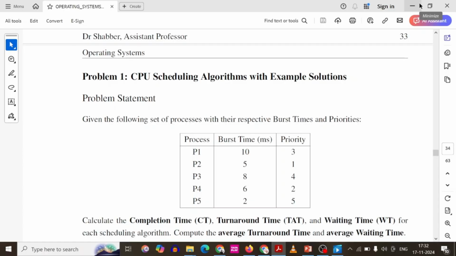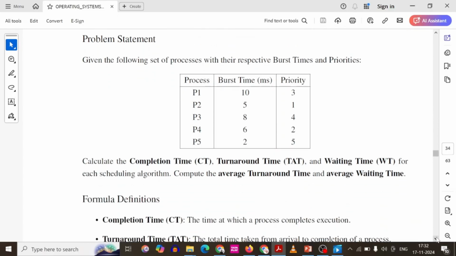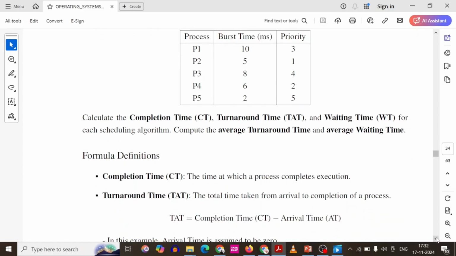Scheduling algorithm example solution. In this presentation we will look at four primary CPU scheduling algorithms: first come first serve, shortest job first, priority scheduling, and round robin scheduling. We'll see how each algorithm works. The given problem has 5 processes with burst times and priorities, and we need to calculate the completion time, turnaround time, and waiting time for them.